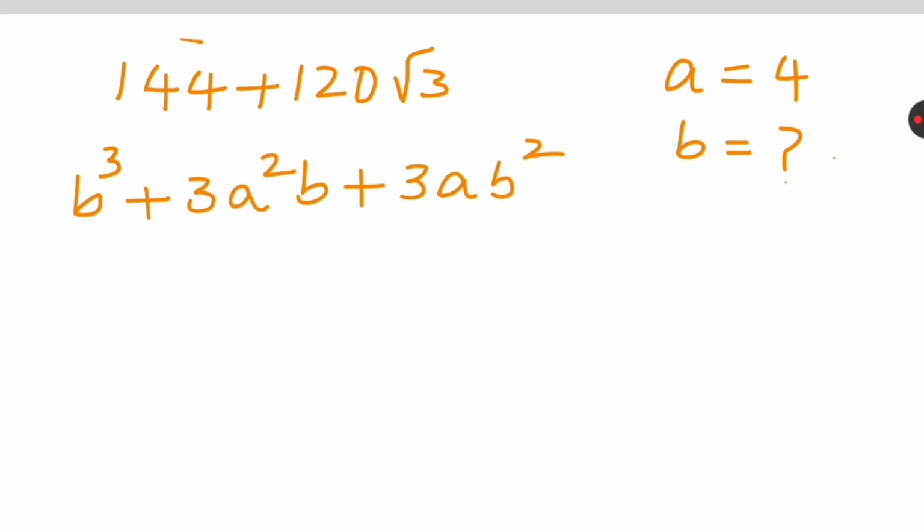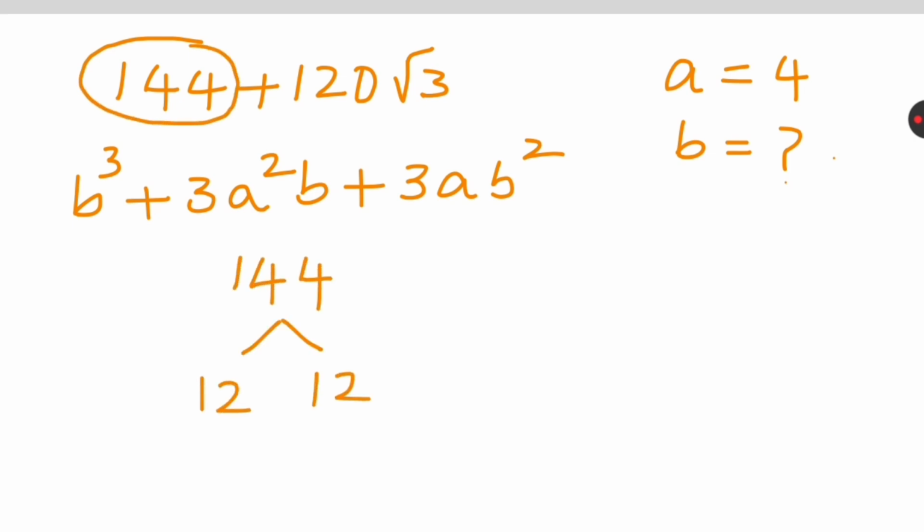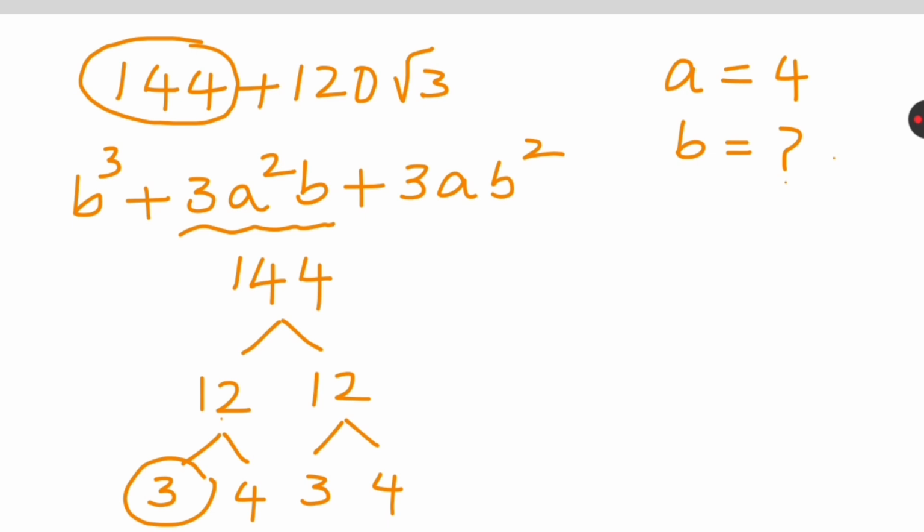So let's observe this 144. We know that 12 times 12 is 144. This 12 we can write as 3 times 4, isn't it? And this 12 also we can write as 3 times 4. Now observe, here we have 3 times. That means here we have a 3a power 2 b and here we have 3ab square. So we have 2 terms: one is 3a square b and another one is 3ab square. We don't know which one is which.